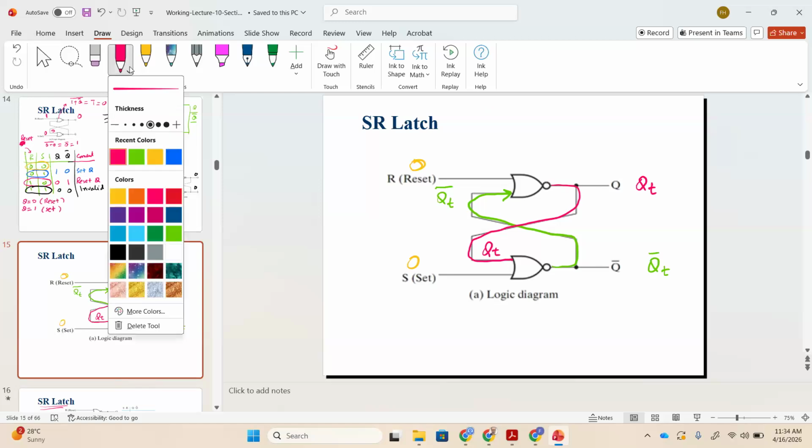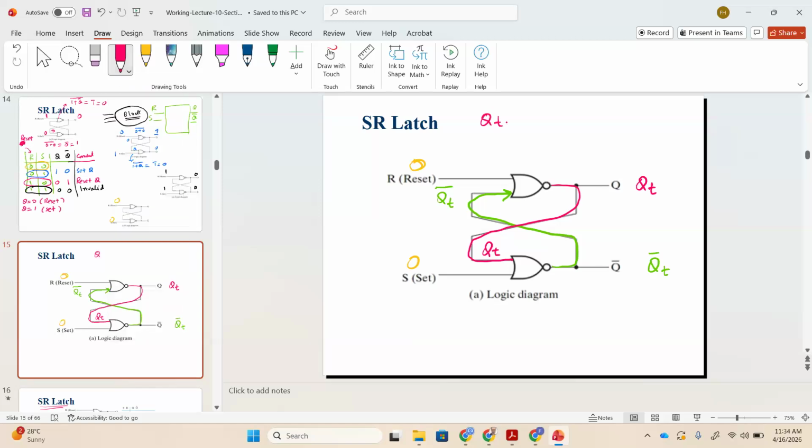Can you tell me? What will be QT plus 1? Anyone may answer. 1. No. QT plus 1 is actually very, very important. This QT plus 1 in the next cycle will be equal to what? 0 plus what?